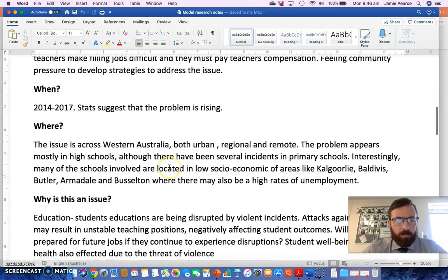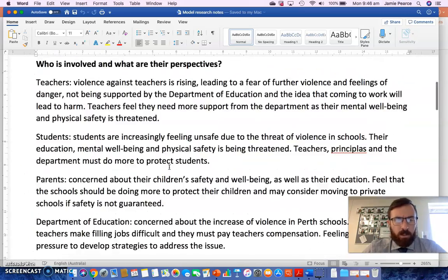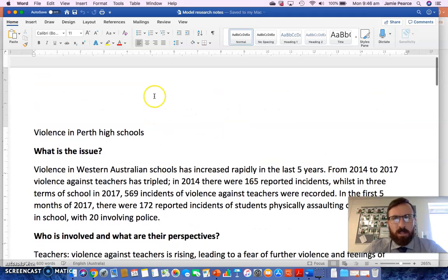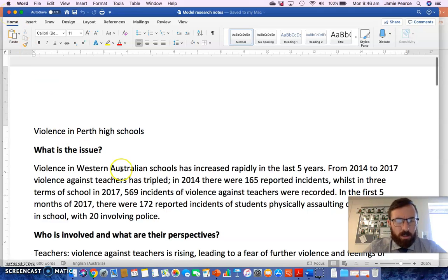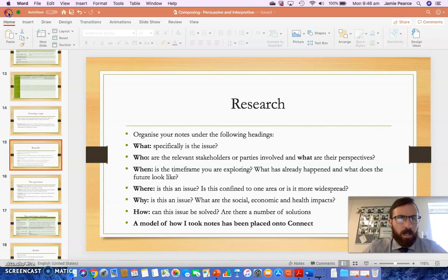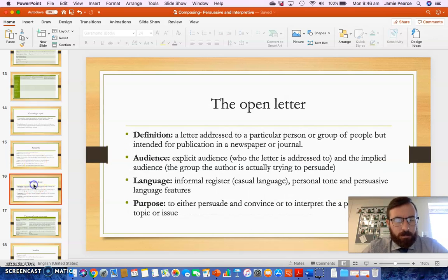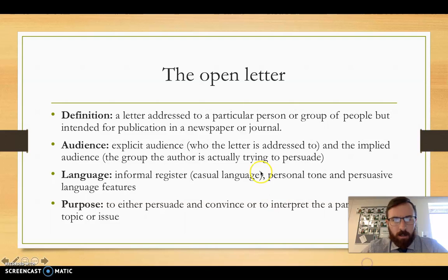It just gives me that background contextual knowledge, so that you're not starting with nothing, which I think can really limit your responses in an exam situation. So be passionate about something, find some information so you don't look unprepared, just writing vague generalizations about the topic. The last thing I want to look at is the open letter format.